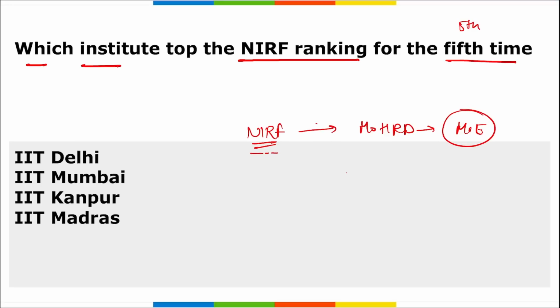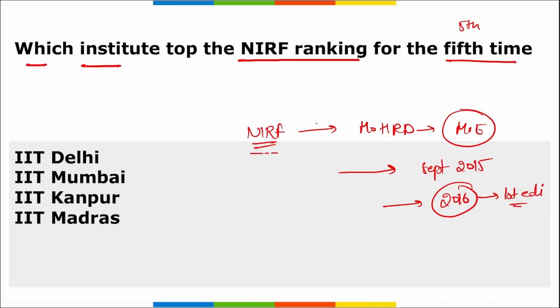Correct? For the first time, this was launched in September 2015. Correct? This outlines the methodology to rank various institutions across India. Correct? And the first ever edition of this NIRF was launched in the year 2016. The first edition. Now, which edition of this NIRF ranking was released in 2023? It was the 8th edition of NIRF ranking that was released in 2023.